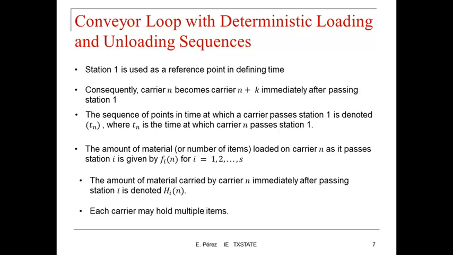The amount of material, or number of items, loaded on carrier N at its last station is given by this parameter, f_i(N). We were looking for ways to define F, or actually F is given most of the time. What we were trying to find out is the value of H, which is the amount of material carried by carrier N immediately after passing station i.